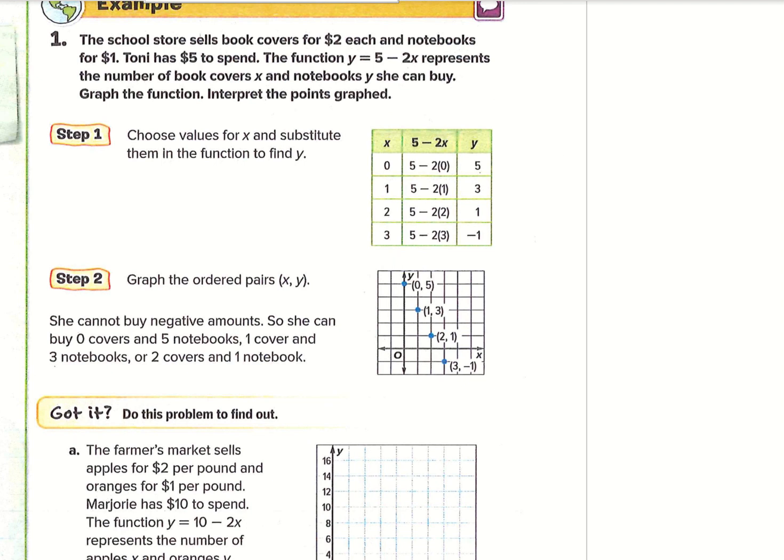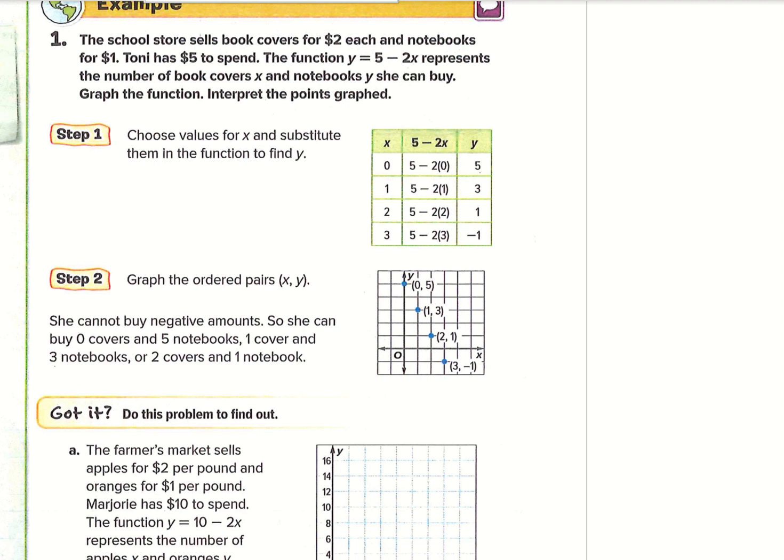You'll notice also that the y value right here is negative. As we talked about earlier, she can't buy a negative number of notebooks, right? That doesn't make any sense. So basically what that means is that she cannot buy 3 book covers. But if we look at the graph, they went ahead and graphed this point even though she can't buy negative numbers. Which is totally cool. Not a big deal.